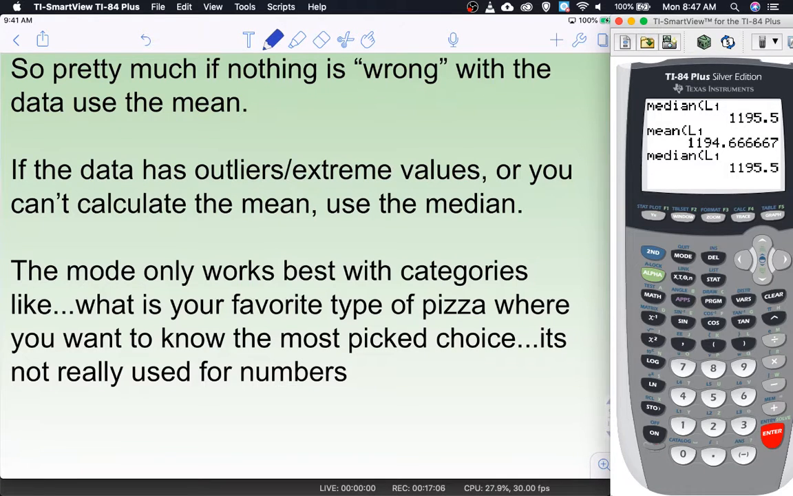Okay, so that's after some researching, that's the best descriptions I came up with for how to decide which measure of central tendency is the best. Pick the mean if you can. If there's anything wrong with the mean, if it's not near the center, if there's outliers, then use the median.